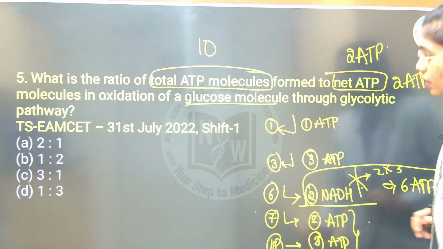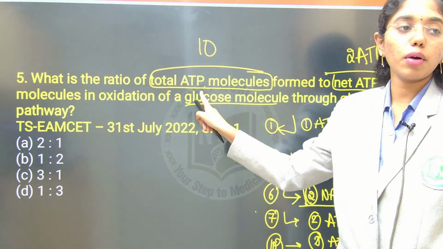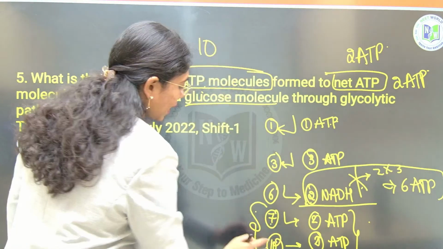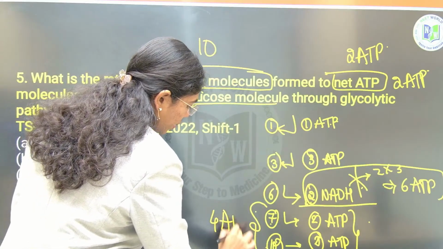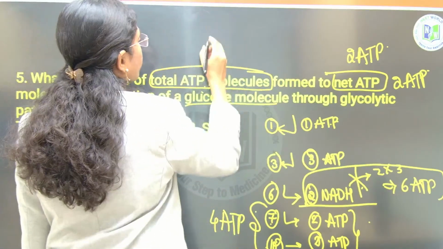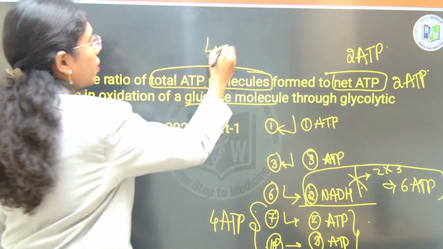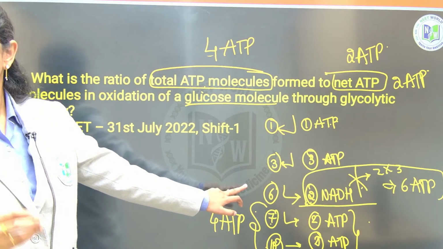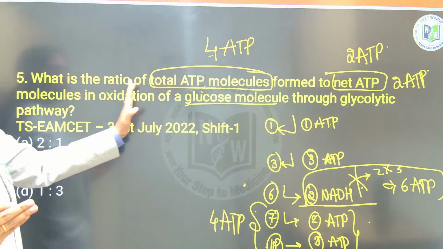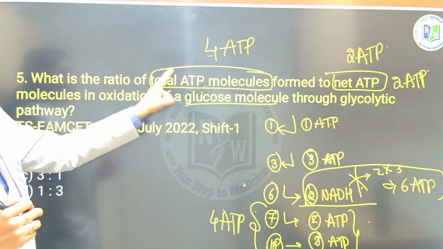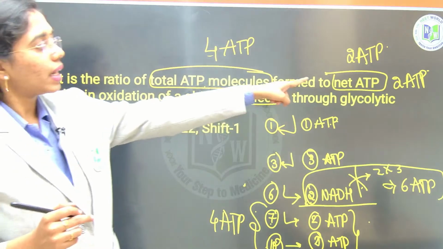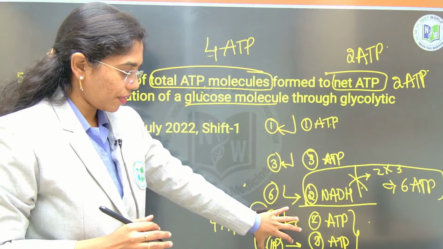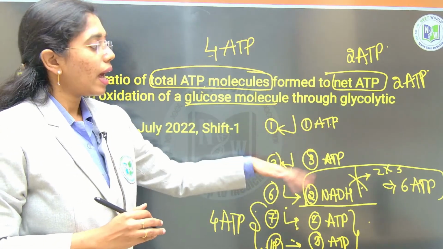Here the term total is used, but nowhere in the question has he asked about NADH. So, let us go with the total ATP which is released in the 7th and 10th step only, which is 4 ATP. Fine, right? If NADH is also asked, then go with the 6th step also, then total ATP will be 10 ATP. But in the question, he has asked only the ratio between total ATP released and net ATP that is being released.